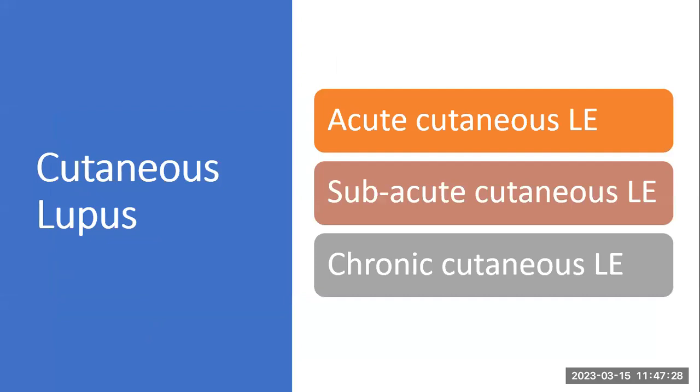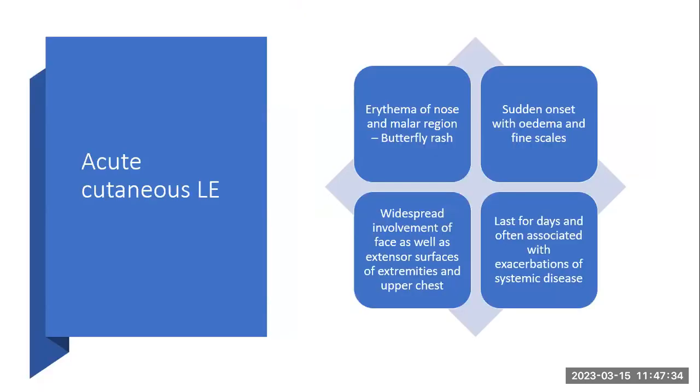So let's have a look at cutaneous lupus. We have acute, subacute, and chronic forms. Acute cutaneous lupus is what you usually come across as the butterfly rash, which could occur suddenly and commonly involves the face, but it could also involve the extensor surfaces of the extremities and the upper chest. The rash could even last for days.